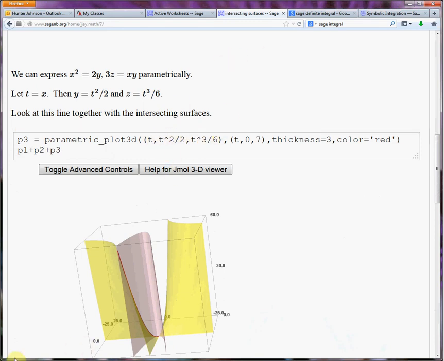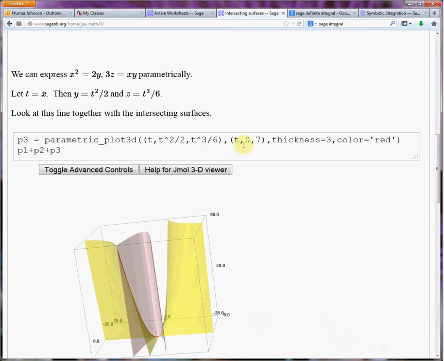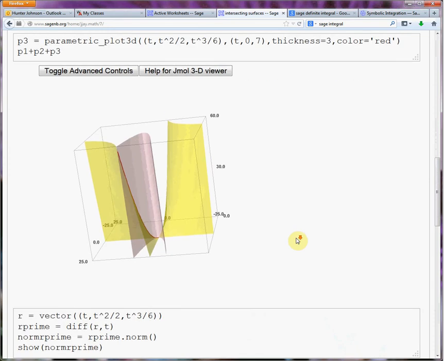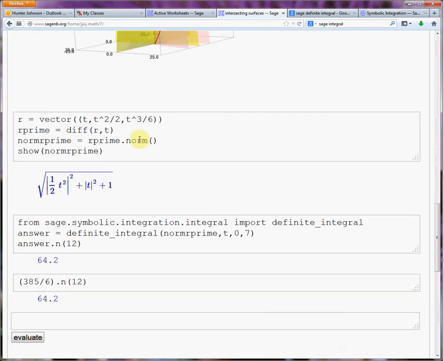And similarly, how can that parametric formula describe this? Well, obviously you just let t equal 7, right? So that's how I know that I need to look at t between 0 and 7. So here's the pretty picture, and now let's actually do the calculus.